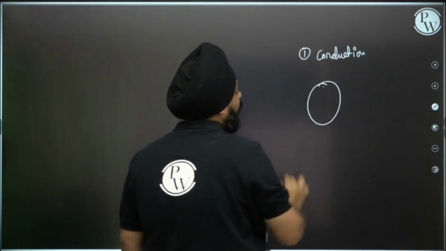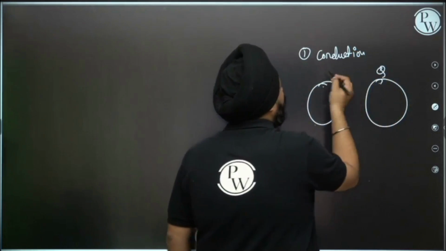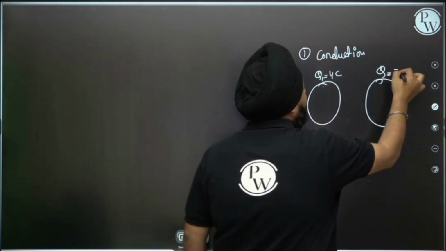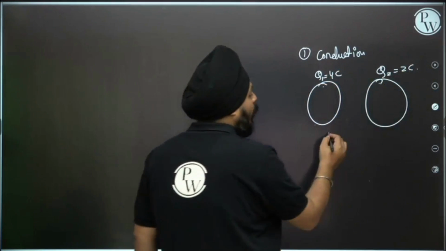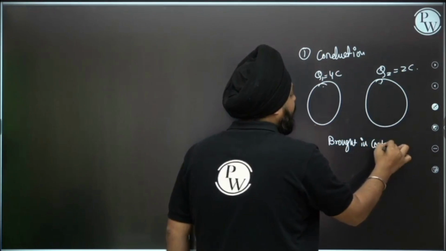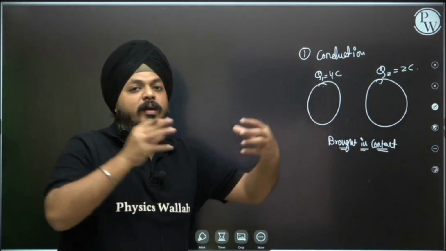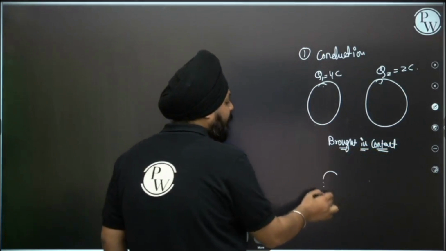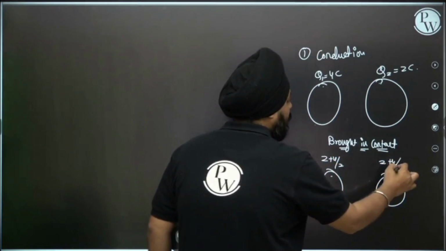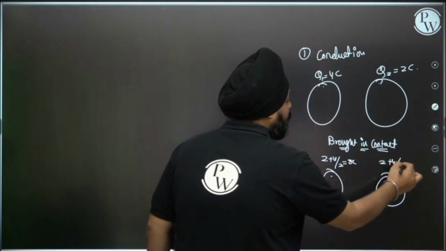This is the atomic neutral body. And this is the body that is having, suppose let us take an example, 4 coulomb of charge. This is the body that is having 2 coulomb of charge. Now they are brought in contact with each other. Brought in contact means physical touch is needed. When they are brought in contact with each other and again kept at some distance, what will be the final charge? 2 plus 4 by 2. So the final charge on each will be 3 coulomb.